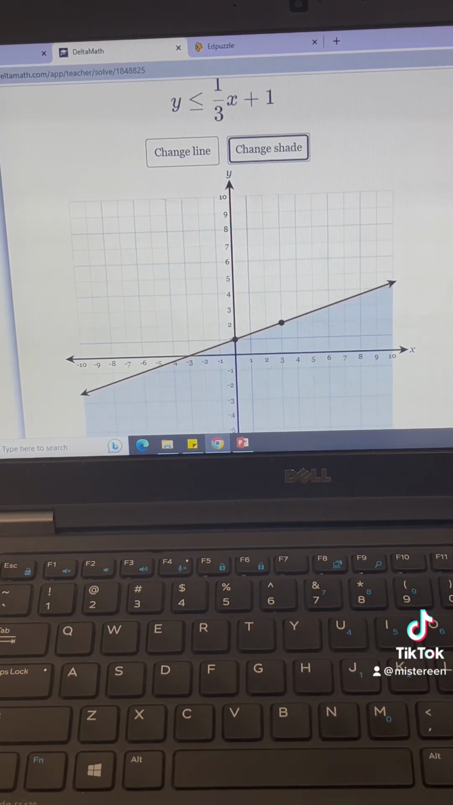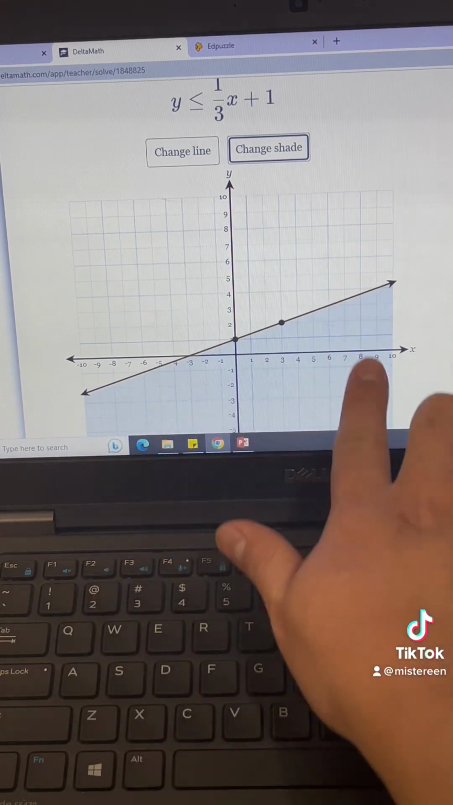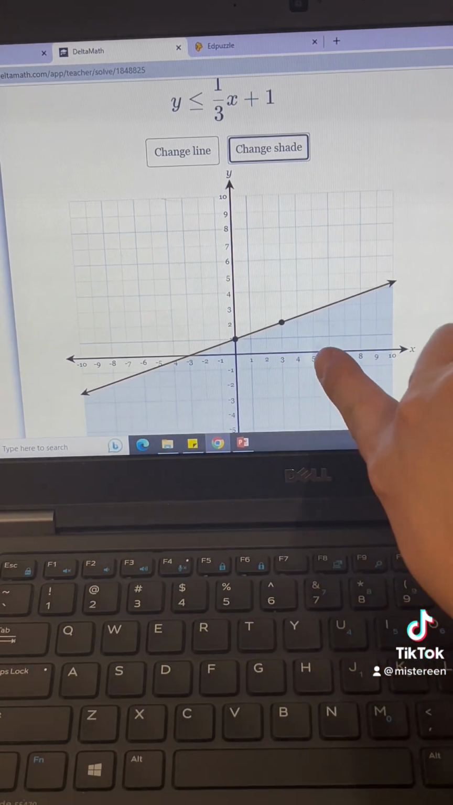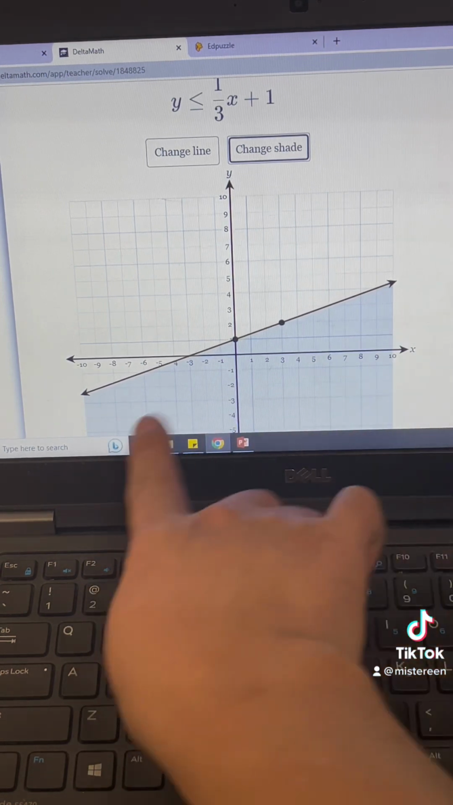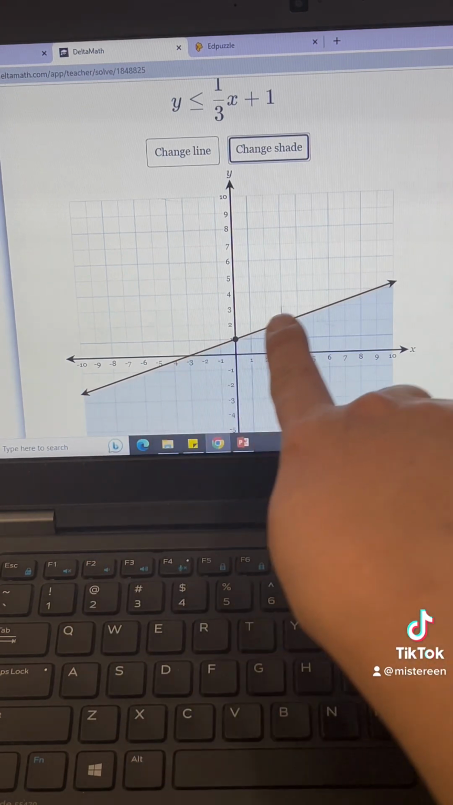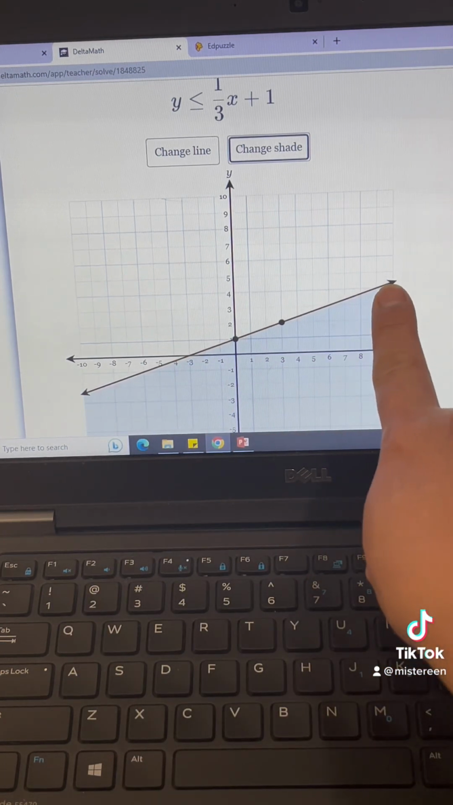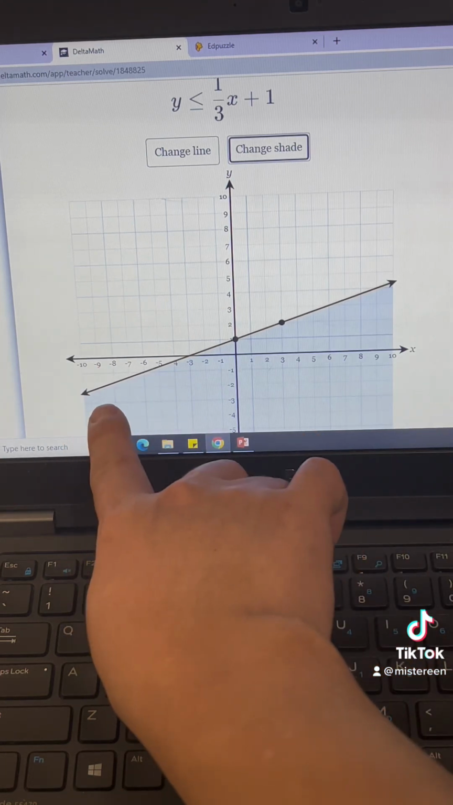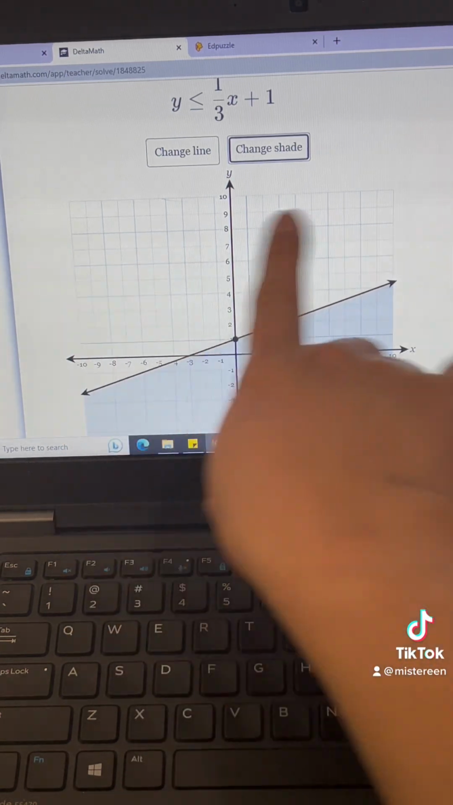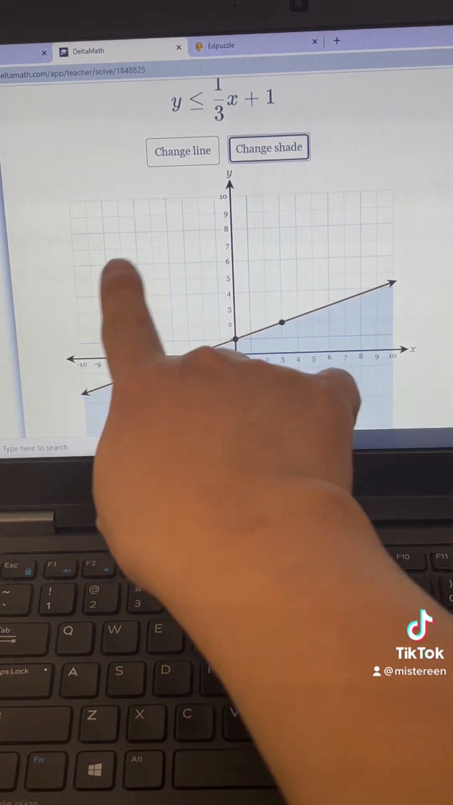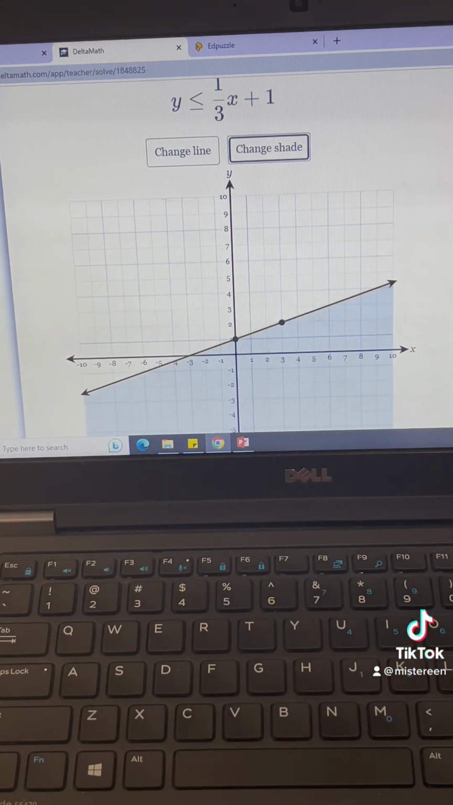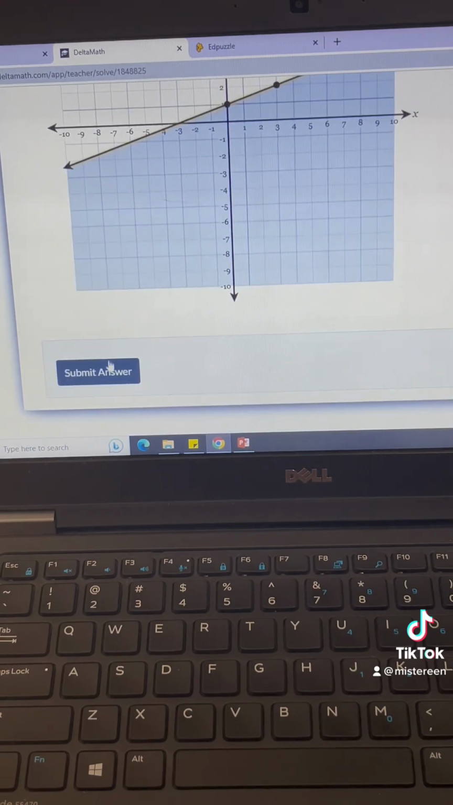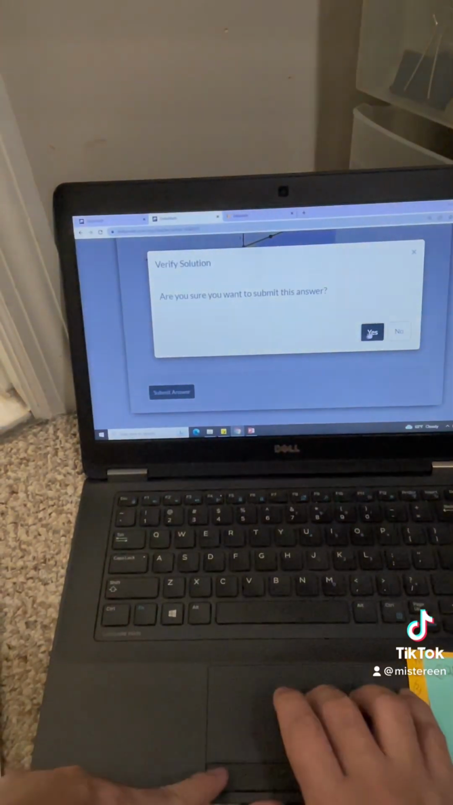If you want to know the solutions, any point on the shaded part is a solution. For example, 5, -1, or -2, -4, any point from here. As well as any point on this line is also a solution because it's a solid line. Any point on the solid line is a solution, while any point outside of the solid line and the shaded part, like -7, 8, is not a solution. So that's the graph of this inequality.